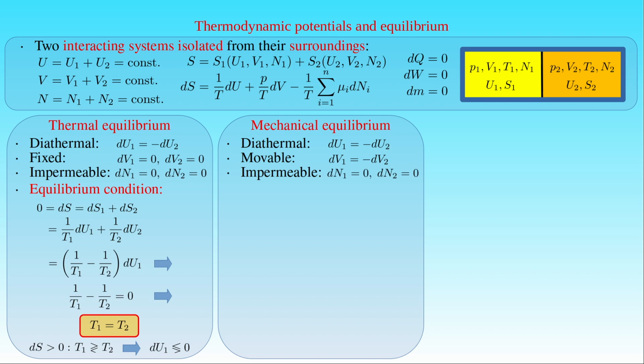If the system reaches thermodynamic equilibrium, then the differential of its entropy S, that is the sum of the differentials of the entropies S1 and S2 of the subsystems, vanishes. By applying the fundamental equation, we can write this sum as 1 over the temperature T1 times the differential of the internal energy U1, plus the pressure P1 over the temperature T1 times the differential of the volume V1, plus 1 over the temperature T2 times the differential of the internal energy U2, plus the pressure P2 over the temperature T2 times the differential of the volume V2.